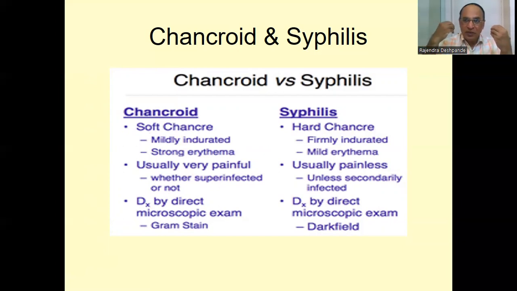Without any pain, the patient forgets about that ulcer and then develops secondary and tertiary syphilis. Of course, this syphilitic ulcer can become painful when there is secondary infection. You understand? In chancroid, whether there is an infection or not, the ulcers will always be painful. Syphilitic ulcers, to begin with, have no pain, but if there is superadded infection, then it can start paining. Chancroid diagnosis is by direct microscopic examination, where a Gram stain will be done. In syphilis also, by direct microscopic examination, dark field will be observed.